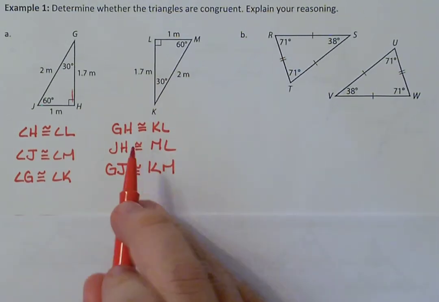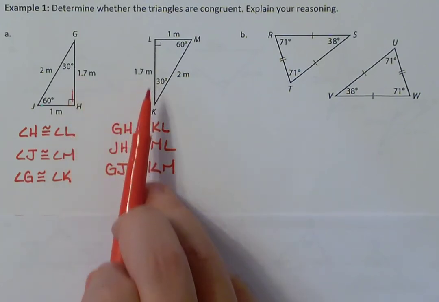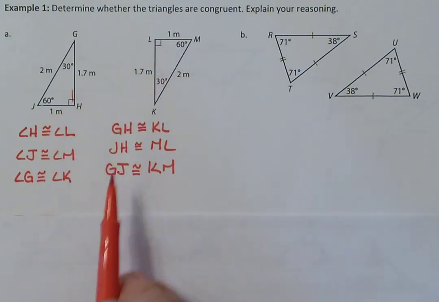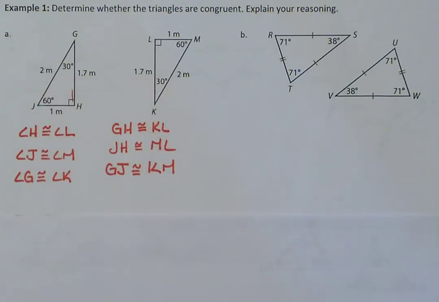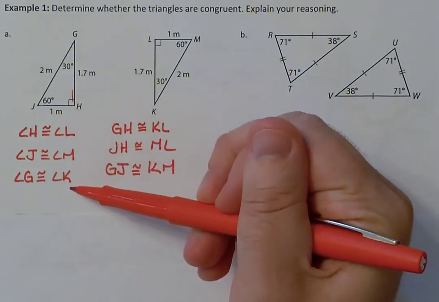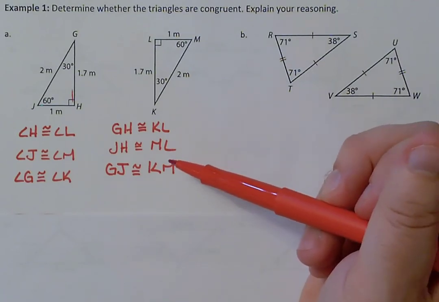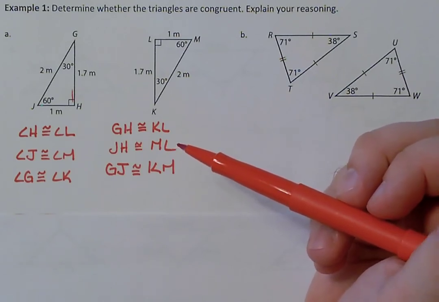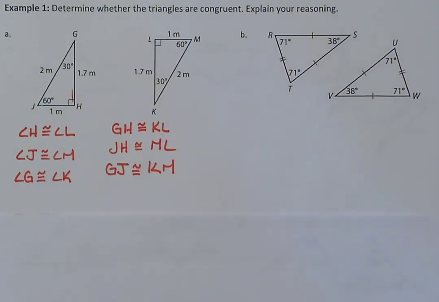So again, I know that GH and KL are congruent because they're both 1.7. I know that JH and ML are congruent because they're both 1. And that GJ and KM are congruent because they're both 2. So I have now successfully gone through and found all three pairs of corresponding angles and all three pairs of corresponding sides. Because I was able to successfully find all three angles and all three sides have a corresponding match, that means that I know that these two triangles are congruent.